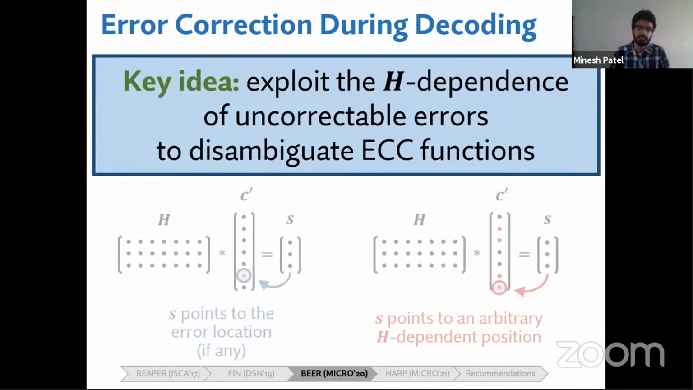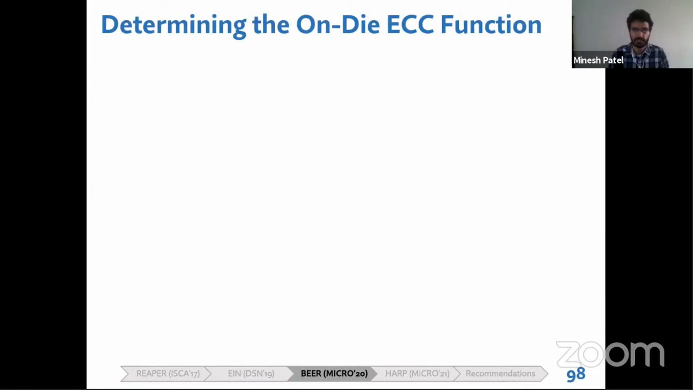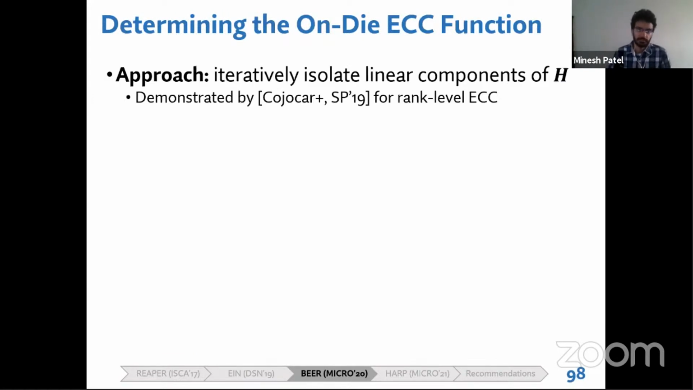And so our key idea here is to exploit this H dependence of uncorrectable errors in order to disambiguate different on-die ECC functions. And so let's take a look at how we determine the on-die ECC function using uncorrectable error patterns. And so our approach to doing this is to iteratively isolate the linear components of the H matrix. And a similar approach was demonstrated by prior work for rank level ECC, which has its own challenges. And so here we're developing a different approach that's useful for on-die ECC. And so I'll illustrate the high level concept of this approach.